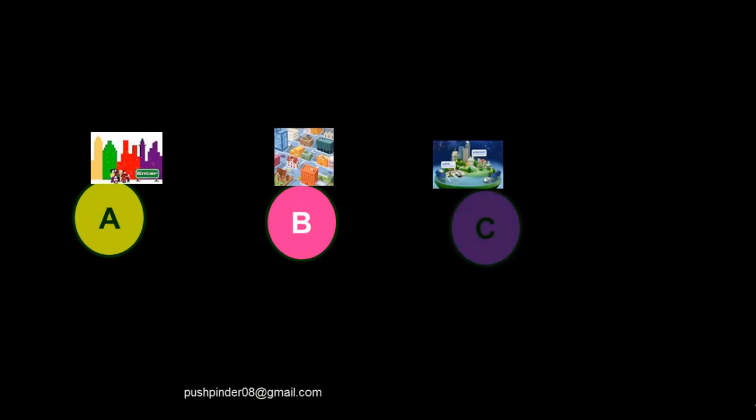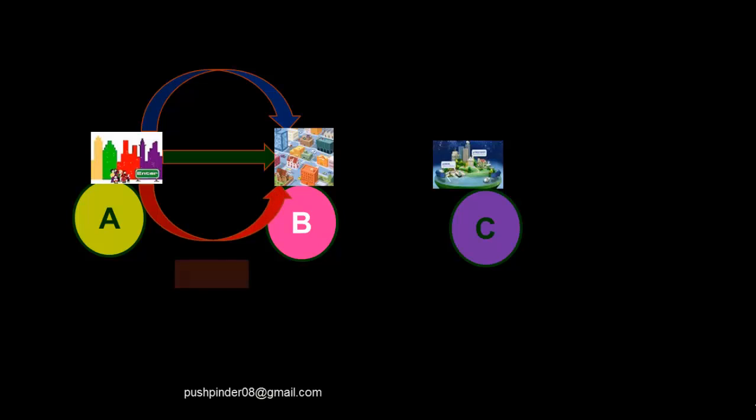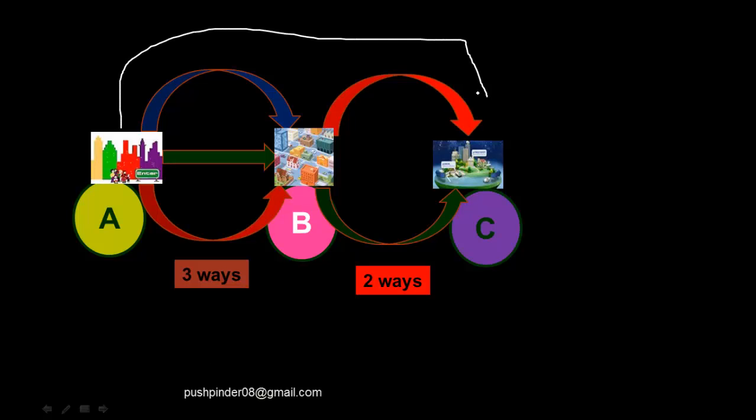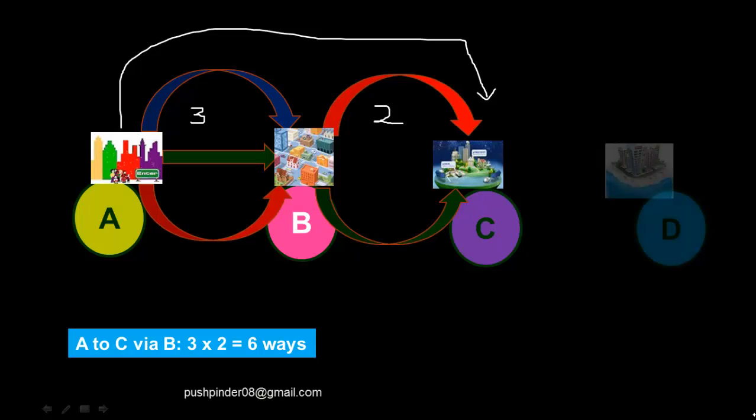So let's see the simple question. Let me say there are these 3 cities: city A, city B, and city C. The number of ways of going from city A to city B are 3. So there are 3 ways by which you can go from city A to city B. And similarly, there are 2 ways by which you can go from city B to city C. Now if I ask you how many ways are there to go from city A to city C via B, so you have to go through B. So there are 3 ways here, there are 2 ways here. The total number of ways would be 3 into 2, because you have to go through B. So 3 into 2, that is 6 ways.